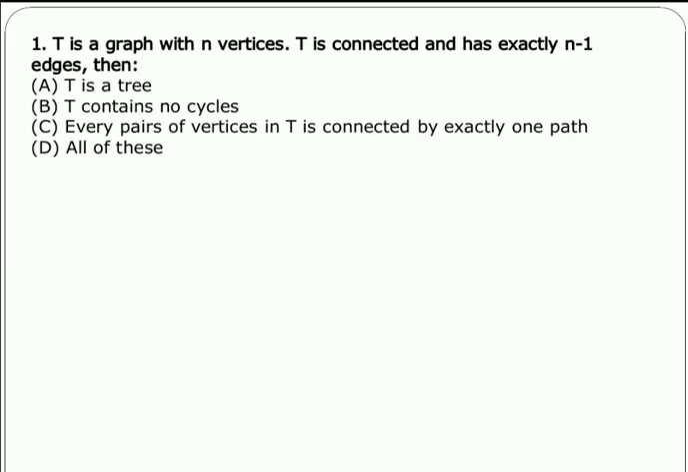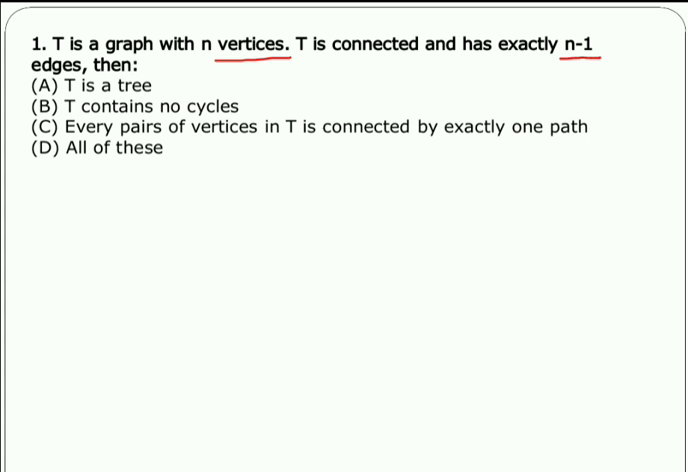So first question is, T is a graph with n number of vertices, and T is connected and has exactly n minus 1 number of edges. Then T is a tree, T contains no cycles, every pair of vertices in T is connected by exactly one path, all of these.